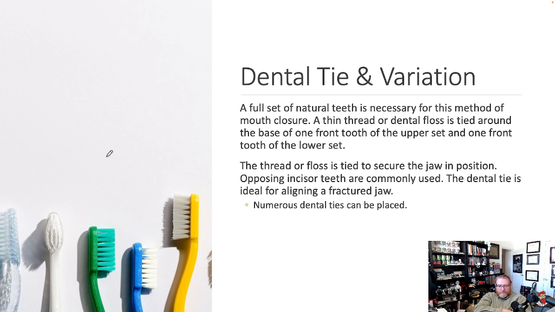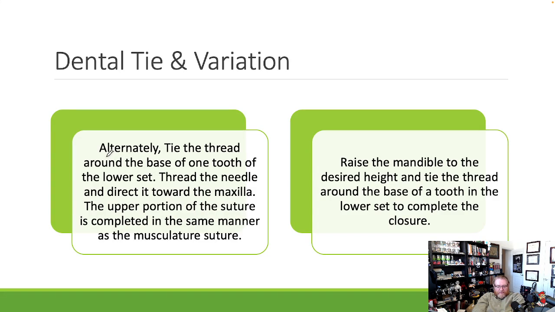A thin thread of dental floss or a ligature is tied around the base of one tooth on the upper set, one on the lower set, and then you tie and secure the jaw. What I've also seen is you tie on the bottom and you do the upper portion as a suture. Numerous dental ties can be placed. Really, it's just limited by the amount of teeth that you have. And here's the alternative version. Tie the thread around the base of one tooth and then thread it towards the maxilla. In other words, you do the top portion of the suture and then tie it off.